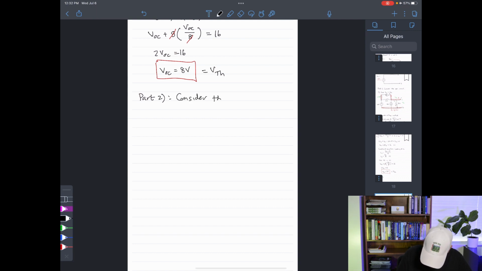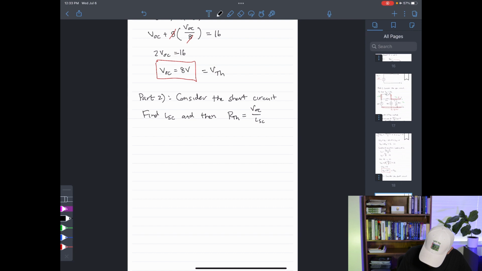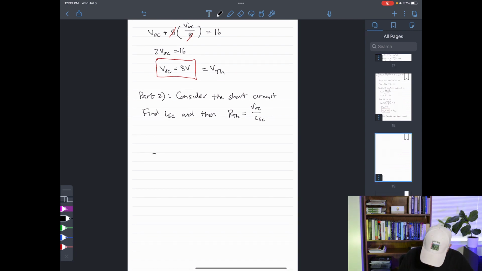And in part 2, I'm going to consider the short circuit. Why? Because I can find the short circuit current, and then I know that my Thevenin resistance is my open circuit voltage divided by my short circuit current. We found the first piece in the first part. I can then find my Thevenin resistance. That's the only piece that's missing. So here, let's redraw our circuit.